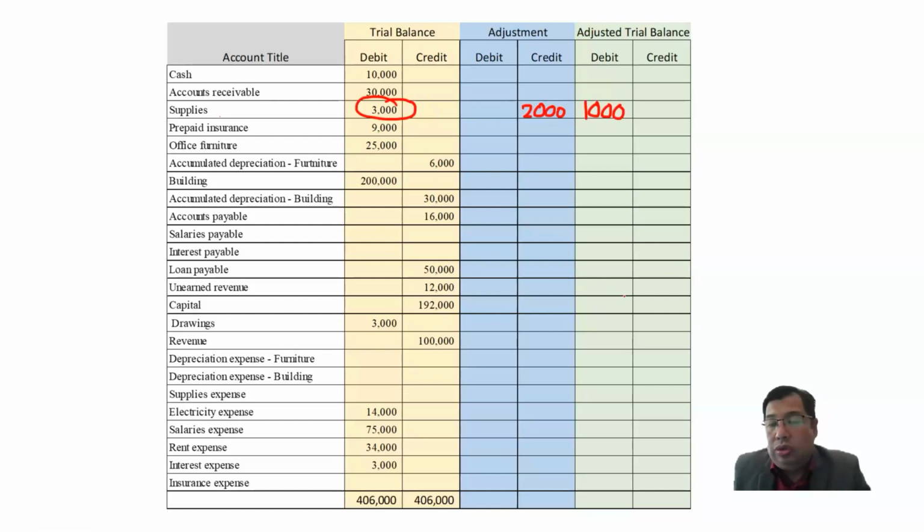It will be used to generate your income statement later on. Your supply expense before this is zero. So when you use 2000, your expenses will increase by 2000. So your new balance will be 2000 here. This will be your expense under your income statement. So we use these two columns, debit and credit, under adjustment to correct our trial balance figures. Okay, so that is for the first one.